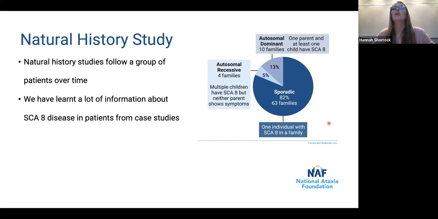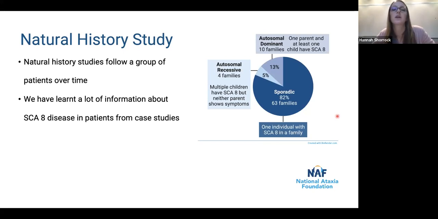So case studies are studies of maybe individual patients, a family of patients, or larger cohorts that are collected over time. But in general, these case studies don't tend to follow those patients over a long period of time. And so in the case of the pie chart that I'm showing you over here, this was a collection of 77 families that was built up over decades. And for most of those families, we only have a single time point that we've captured in looking at these individuals.